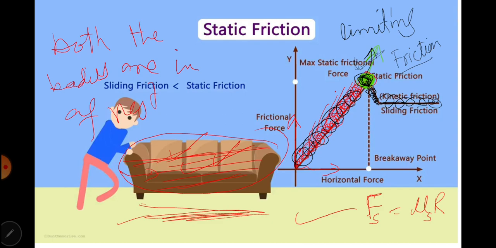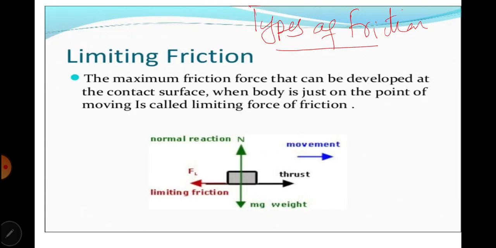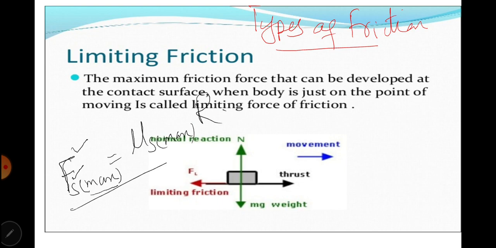So limiting friction is the maximum value of static friction. You will write Fs maximum, the maximum force of friction, which is static friction, and the maximum value is called limiting friction. Fs maximum equals mu s R. The mathematical relation can be written like this. So the maximum friction force that can be developed at the contact surfaces when the body is just on the point of moving is called limiting friction. So the force of friction which is the maximum value will be static.